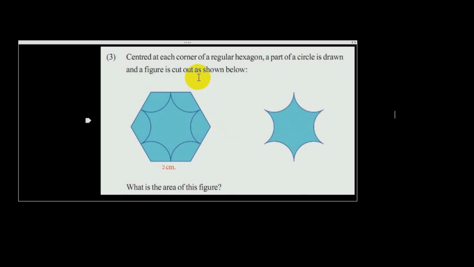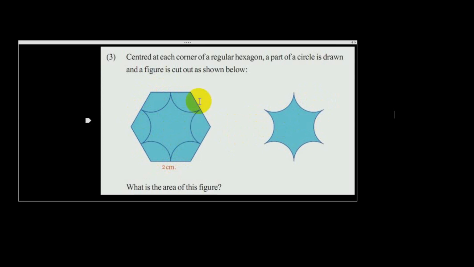Central angle centered at each corner of a regular hexagon, a part of a circle is drawn and a figure is cut out as shown below. What is the area of this figure? This one is a regular hexagon. From every vertex, if we have drawn a sector like this and they are all removed and this interior region is cut out, what is the area of this one?